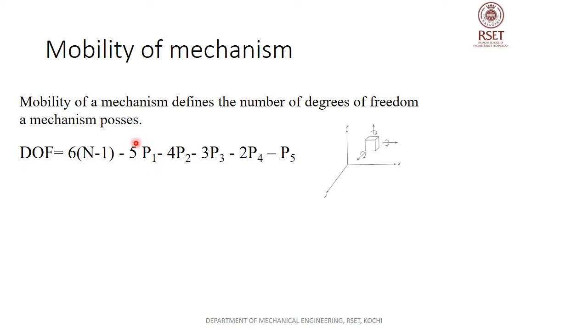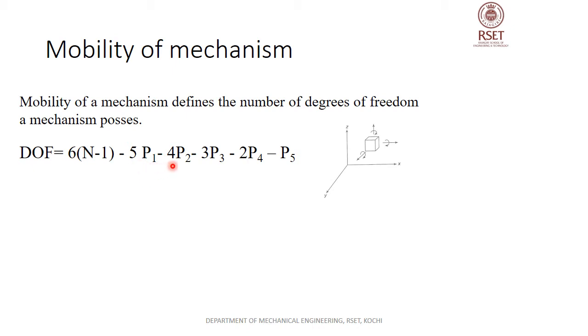We know that if there is a kinematic pair with 1 degree of freedom, then the other 5 motions are arrested. We know that 6 motions are possible in 3 mutually perpendicular axes: 3 translations and 3 rotations. So if there is only 1 degree of freedom, only 1 rotation or 1 translation is possible, and the other 5 motions are arrested. That is why 5 into P1.